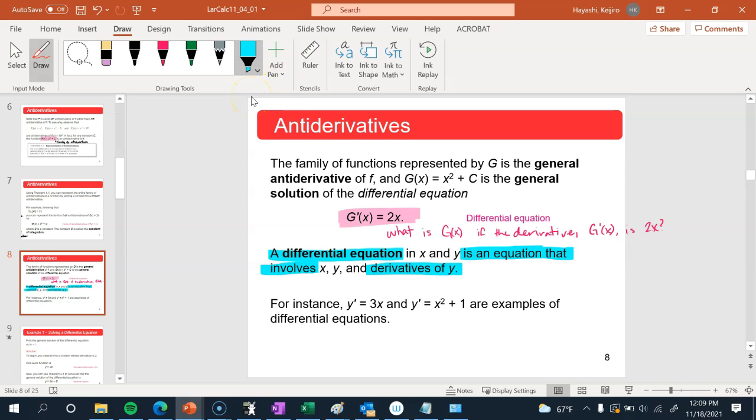So other examples of differential equations include y prime equals 3x. That's basically asking the question, okay, the derivative of y is 3x. What was y? What y gives a derivative of 3x? And we'll find answers to these soon enough. Or, on the other hand, y prime equals x squared plus 1. That's a differential equation that's asking, okay, what function y, if you take the derivative, is going to give a derivative of x squared plus 1.